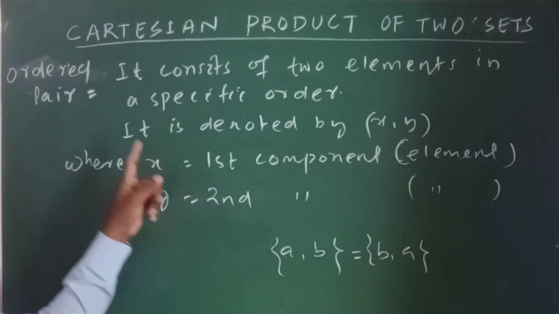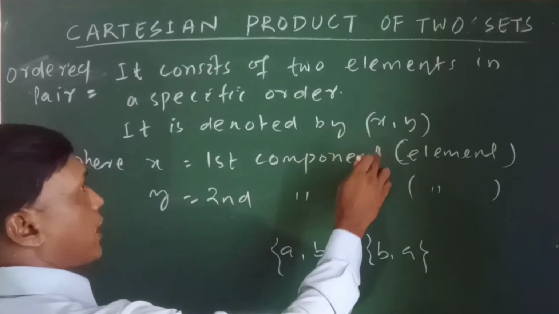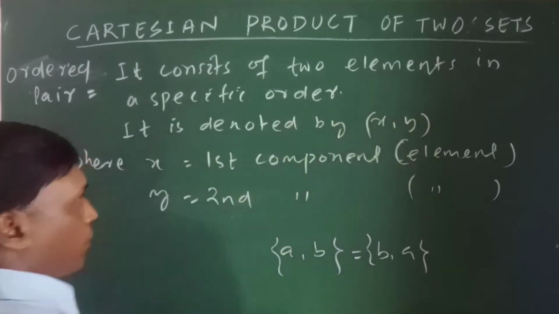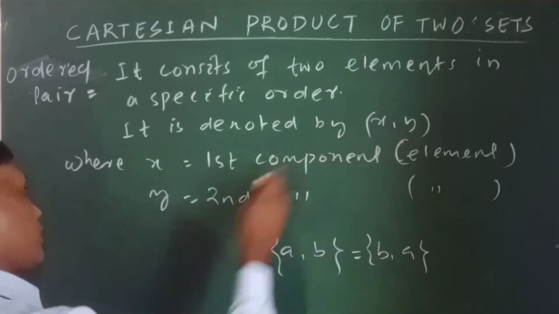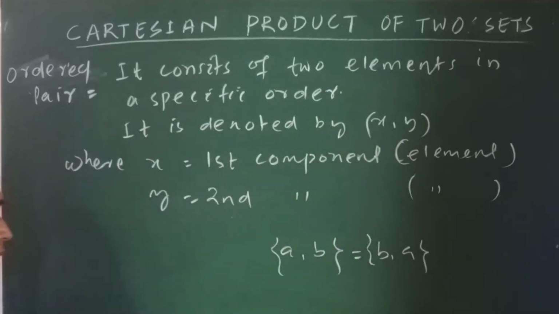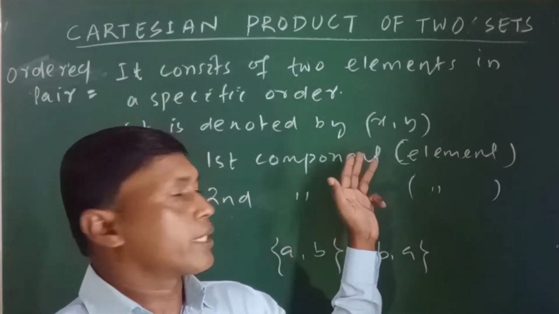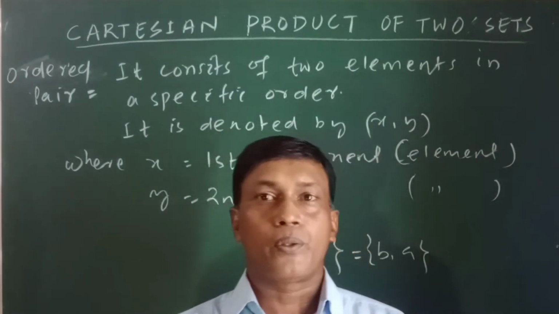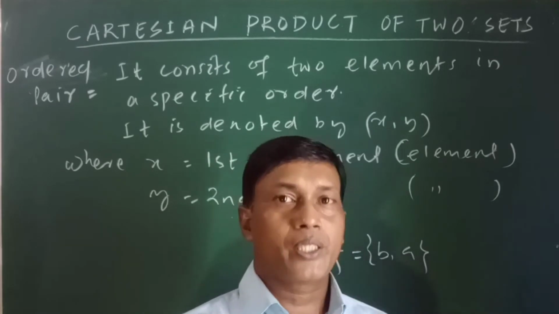So an ordered pair is denoted by (x, y). Generally, we represent an ordered pair in this form. And here x is the first component or first element, y is the second component or the second element. Generally we represent these ordered pairs in the coordinate plane to represent the coordinates of a point. So this is the ordered pair.